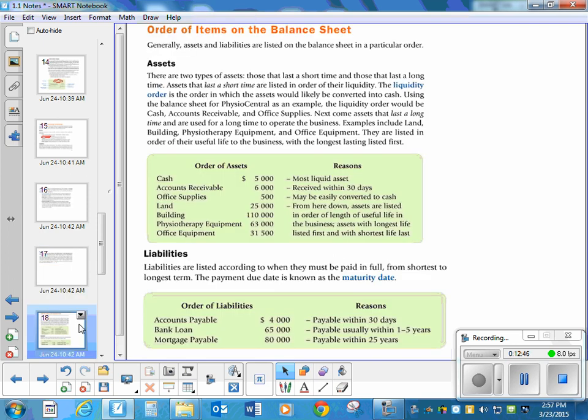Okay, we talked a little bit about the order in which things are listed in each section. And like I said, I'm not really fussy on this. It just tells you that the most liquid asset, meaning what can be turned into cash the quickest, is listed first. And so they've given you an example here of the order that you could list your assets, and same with liabilities. Like I said, I'm not sticky on that.